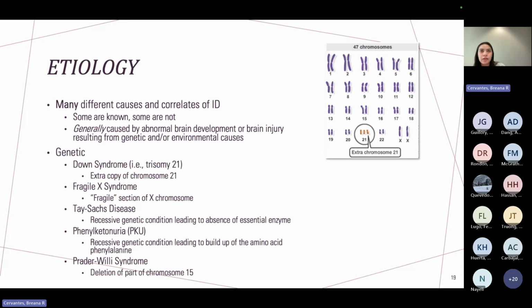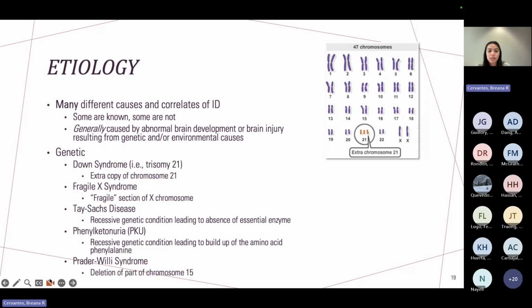But usually when you trace it back, we look at the full history, we look at some of the genetic risk factors within the family. We might even do some genetic testing with that particular client. A lot of times we see some sort of abnormal brain development or some sort of brain injury that resulted from genetic and or environmental causes.